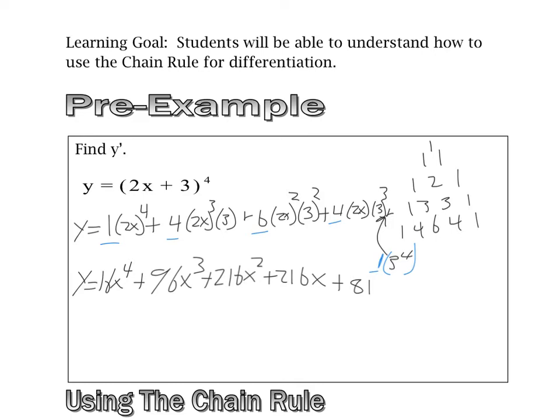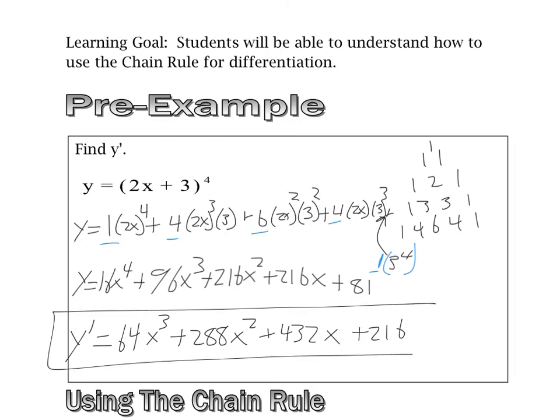Okay. The point is we could expand all this, and then now that it's expanded, we could take the derivative, right? So the derivative of y, or y prime, would just be 4 times 16, which is 64, x cubed, plus 3 times 96, 288, x squared, and then 2 times 216, that would be 432, x, plus 216, and then there would just be plus 0. Okay, so we could do all that.